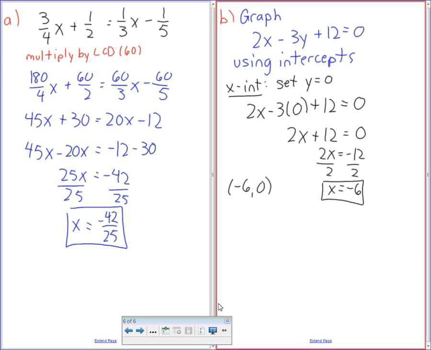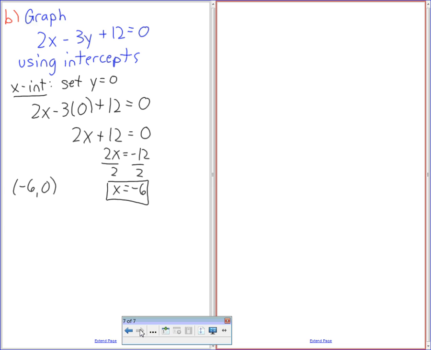Now, the y-intercept is the very same, except different. Can I get someone who's not raised their hand yet? Bailey, you're out. So tell me, please, how I find the y-intercept. Aiden, you're out too. Yeah, go ahead. How do you get the y-intercept? Would you sub x to 0? Very good. So it's going to be 2 times 0 minus 3y plus 12 equals 0.